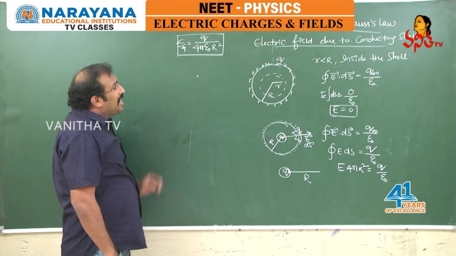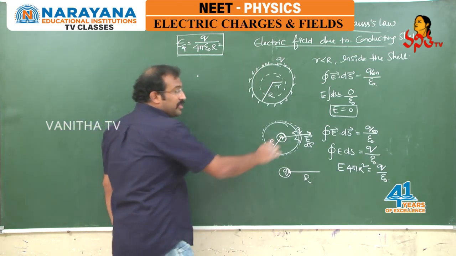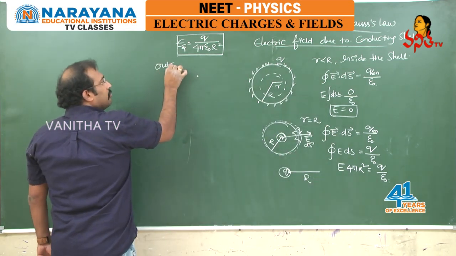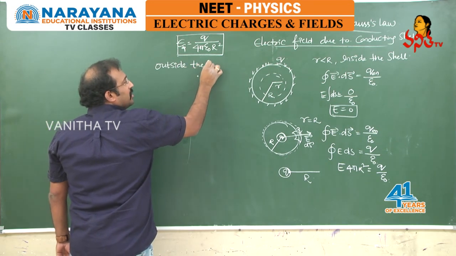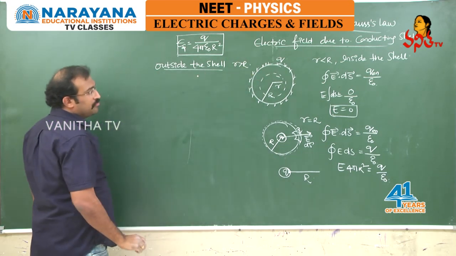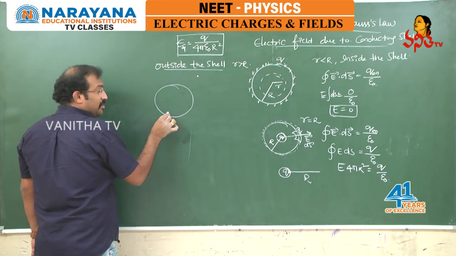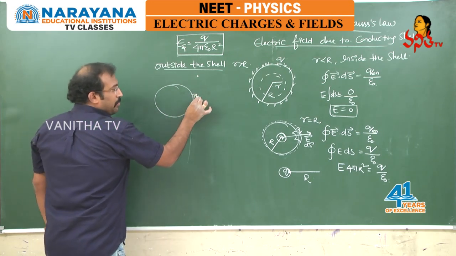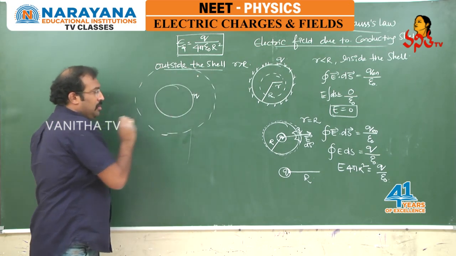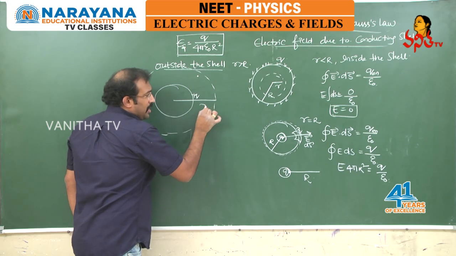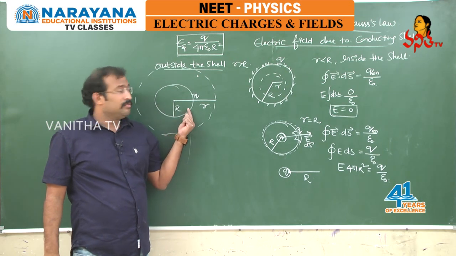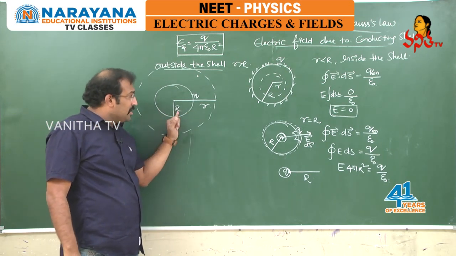Now let us see any point outside the shell. We have discussed that r is equal to R on the surface. Now outside the shell, that is r greater than capital R, this is the shell which is enclosing the charge plus q. Now I draw a Gaussian surface around the shell like this, at a distance r, which is greater than capital R.